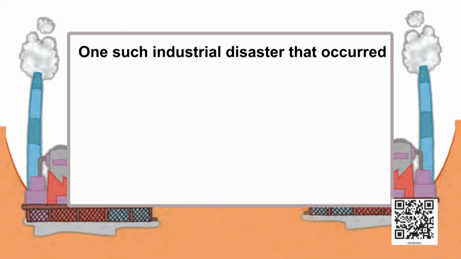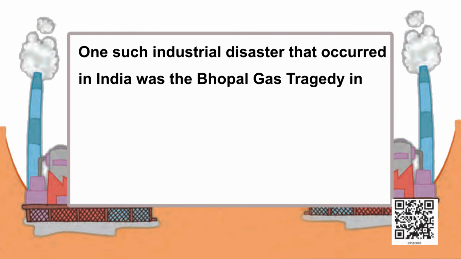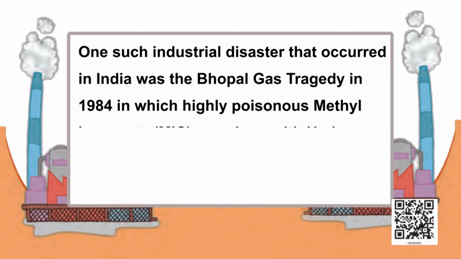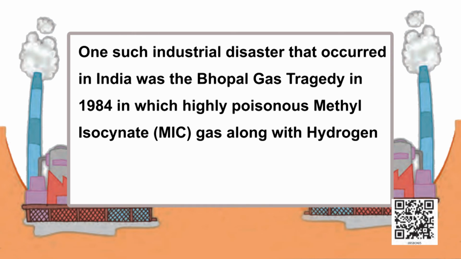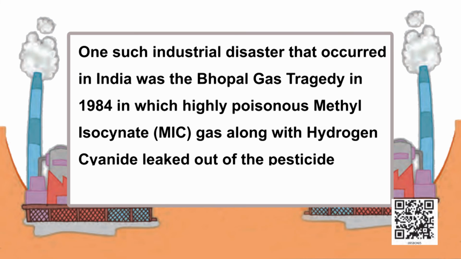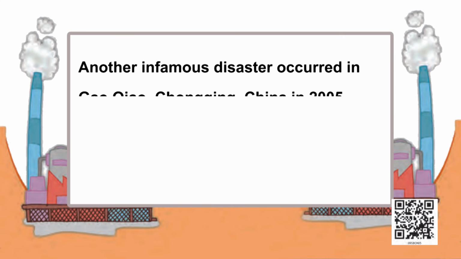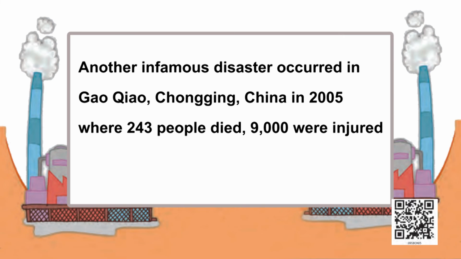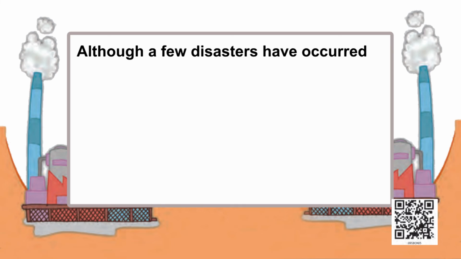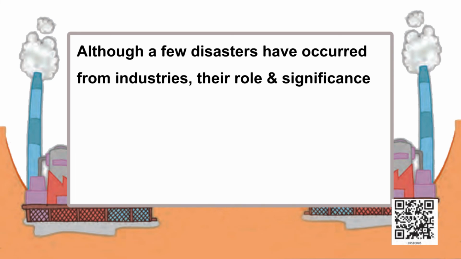One such industrial disaster that occurred in India was the Bhopal Gas Tragedy in 1984, in which the highly poisonous methyl isocyanate along with hydrogen cyanide leaked out of the pesticide factory called Union Carbide. Another infamous disaster occurred in Gaoxiao in China in 2005, where 243 people died, 9,000 were injured and 64,000 had to be evacuated.